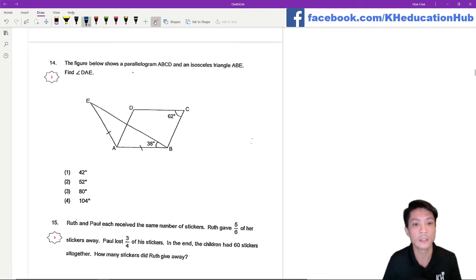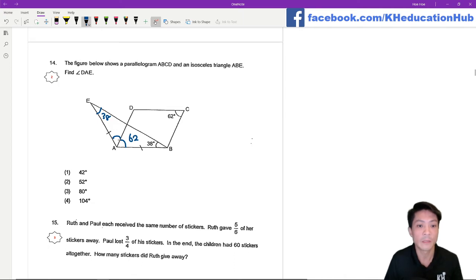Question 14. The figure below shows a parallelogram ABCD. So ABCD is the parallelogram, and the isosceles triangle ABE. They want you to find angle DAE. Angle DAE is over here. Since ABCD is a parallelogram, which means that the opposite angles are the same, this is going to be 62. And since ABE is an isosceles triangle, this angle over here is going to be 38.